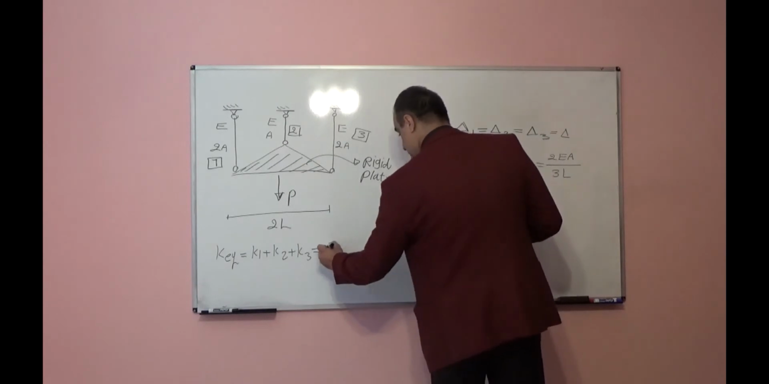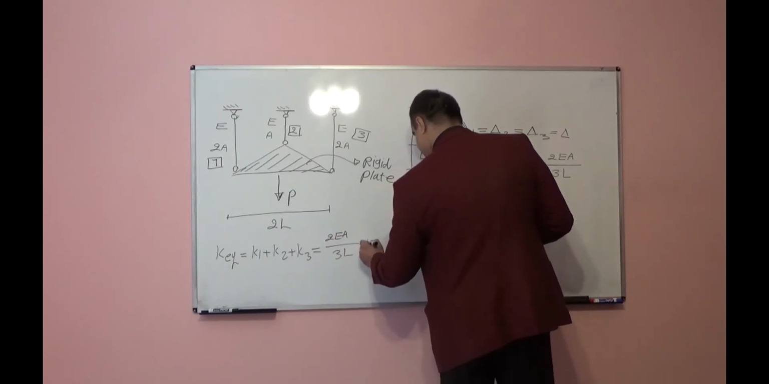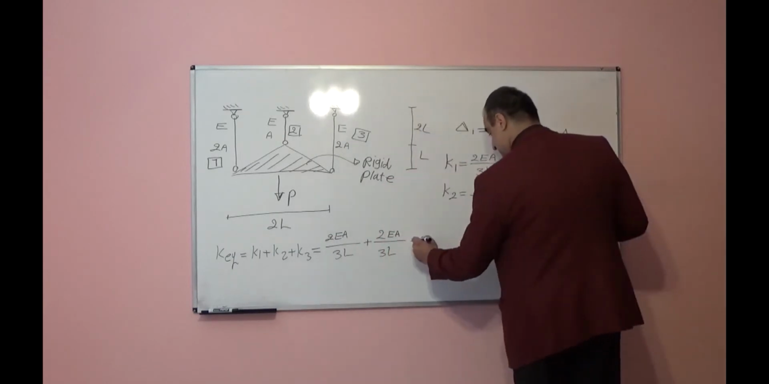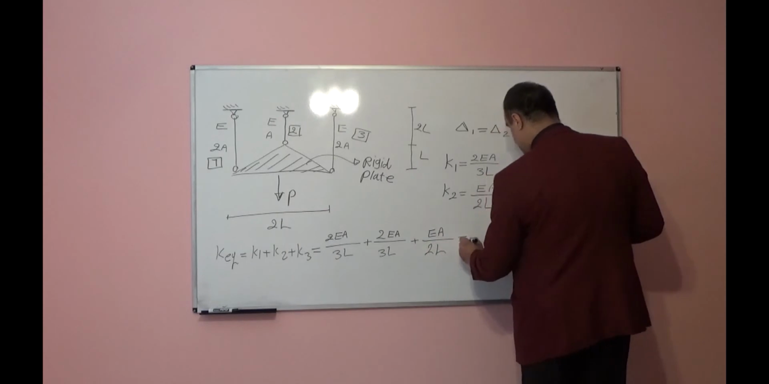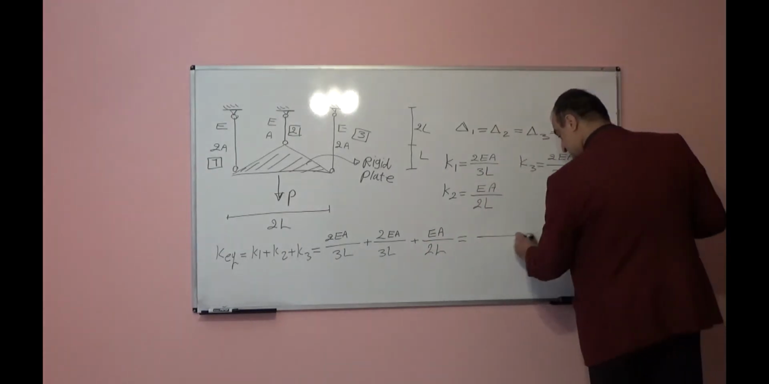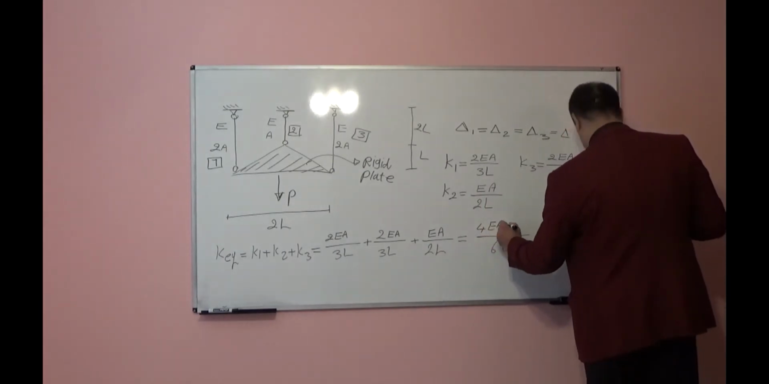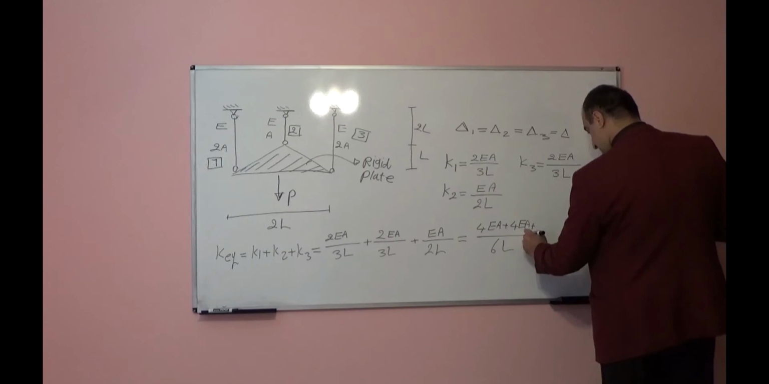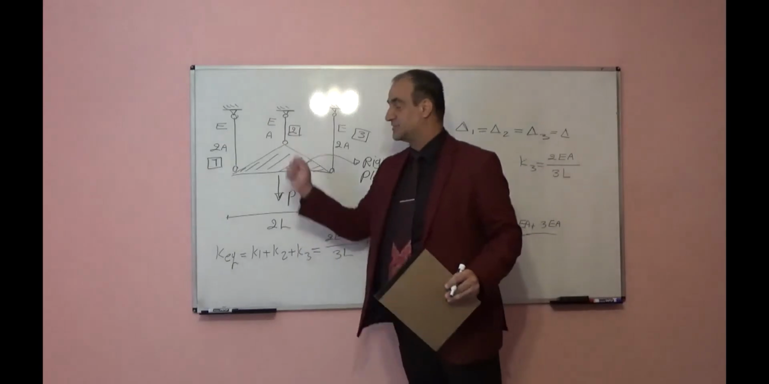Total stiffness will be 2EA over 3L plus 2EA over 3L plus EA over 2L. From here, this will be over 6L: 4EA plus 4EA plus 3EA. This will be the equivalent stiffness for this system.